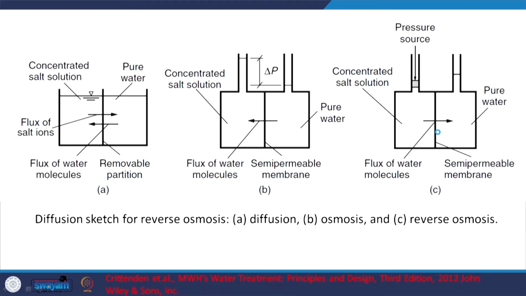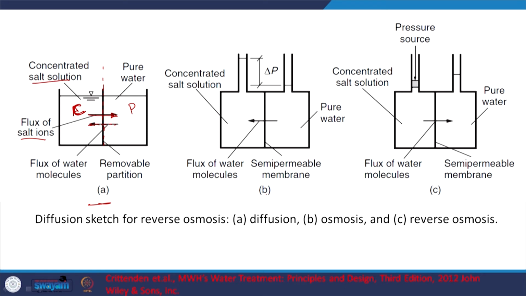Let us look at the relevant picture. So, here you can see diffusion. So, if we remove this, okay, what do we have here? We have concentrated solution here and relatively pure solution here, fine. And if I remove this removable partition, you are going to have movement of the salt ions. But because of mass transfer and mass balance, you need to have also flux of water in this direction, right. So, that is an issue.